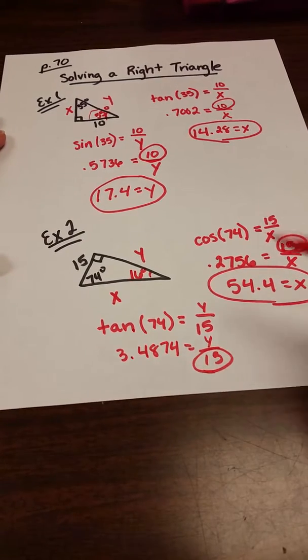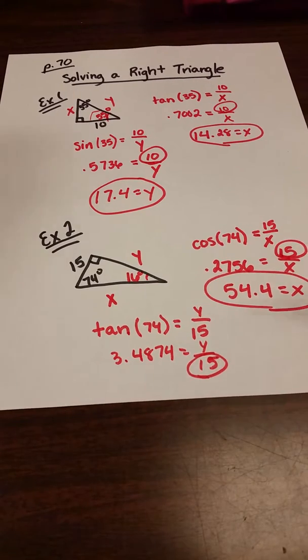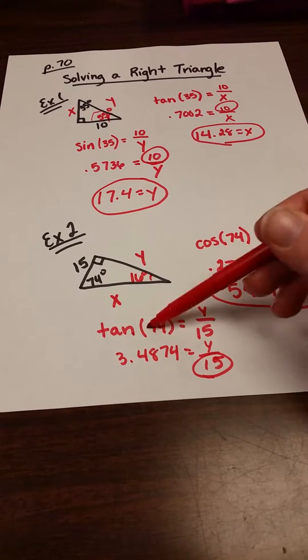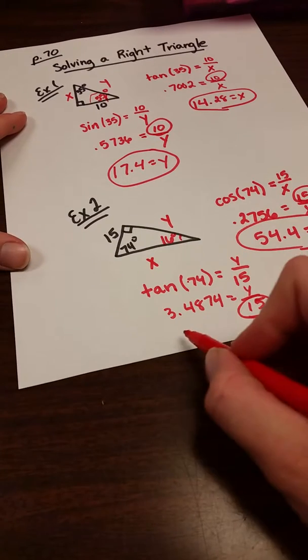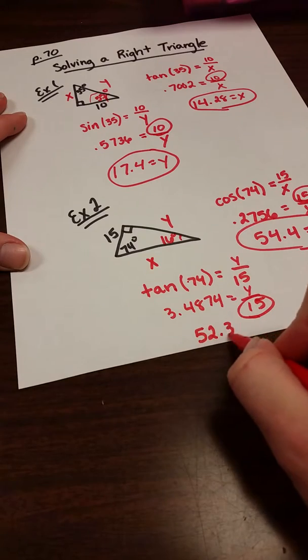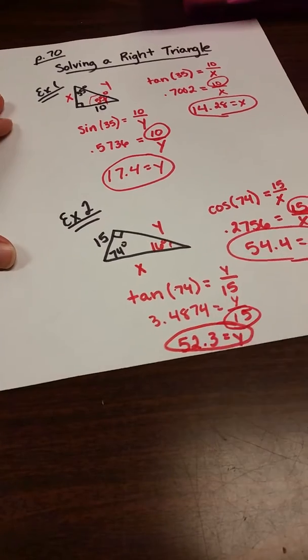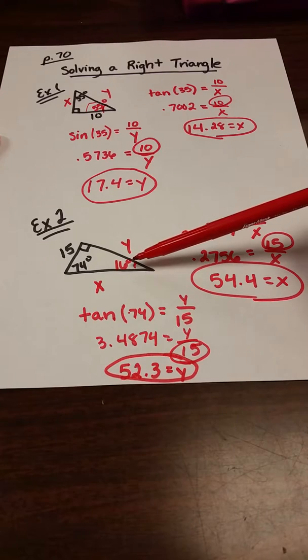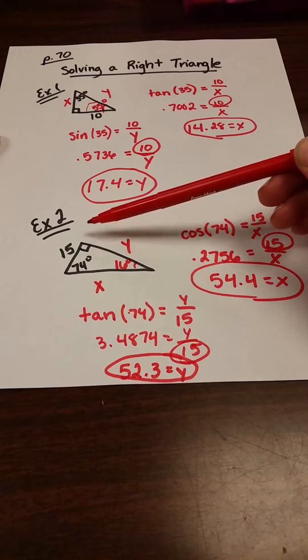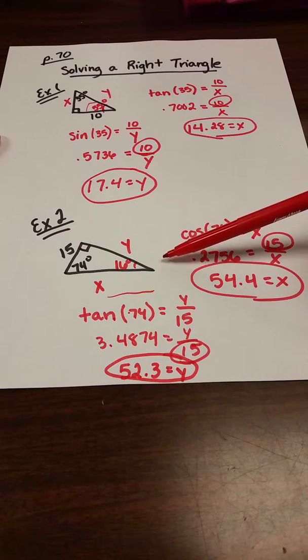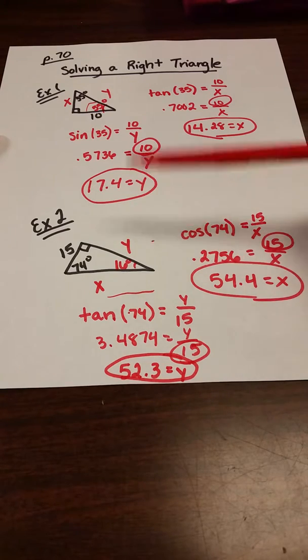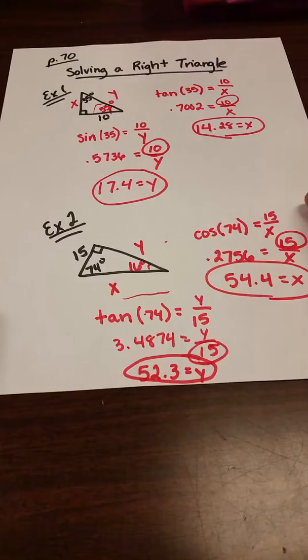Since my 15 is on the bottom, I'm going to multiply this time. So take the 15 and multiply it by the 3.48, and I get 52.3. So if you did this on your own and you got 16 for the angle, 54.4 for x, and 52.3 for y, then you did it correctly.